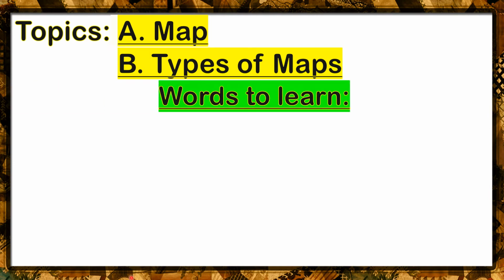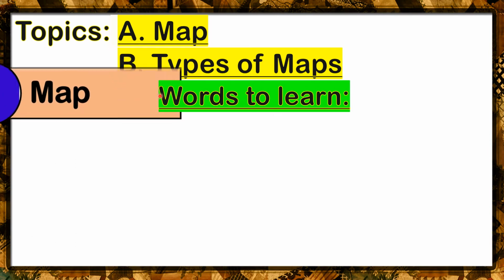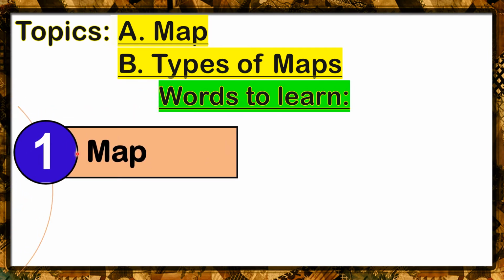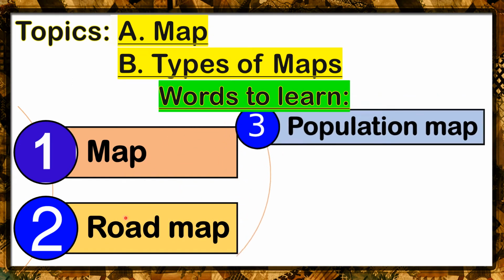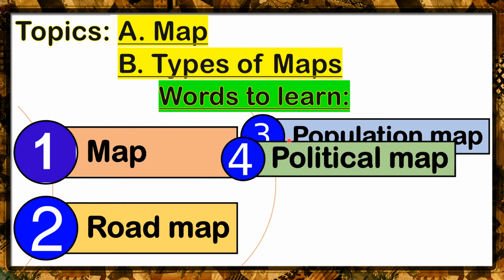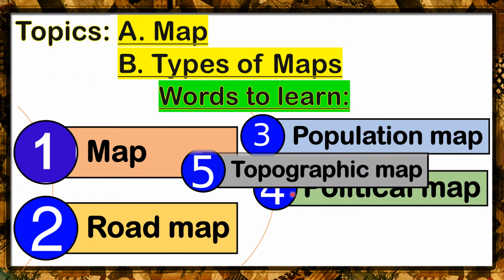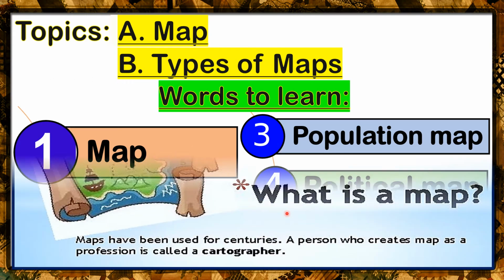These are the words to learn that we will be encountering in our next slides. Please follow after me so you can still practice your reading skills and speaking skills even if you're just at home. Are you ready now? Let's start reading. Number 1, map. Number 2, road map. Number 3, population map. Number 4, political map. And number 5, topographic map.